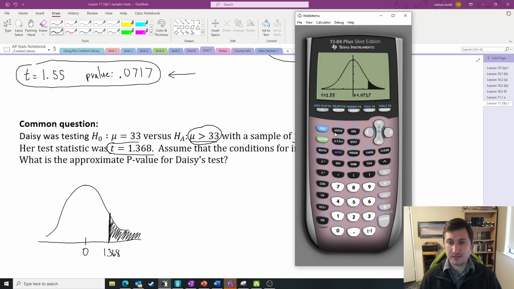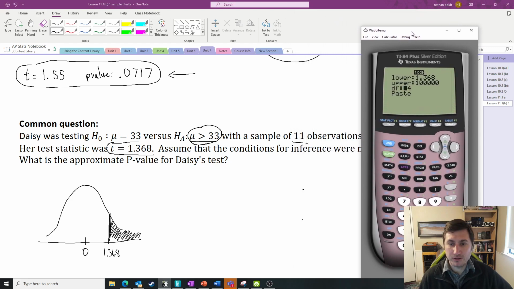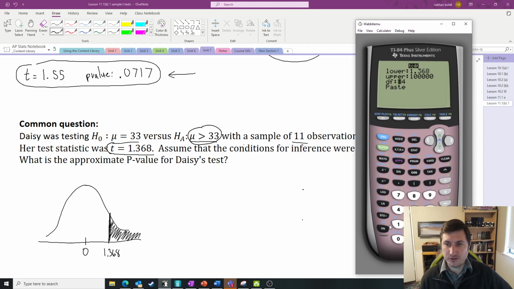So let's go second quit here. We're going to go second distribution, TCDF, because I want the area of that curve above 1.368. So 1.368. Upper bound is still a big number. My degrees of freedom this time, however, they said they had 11 observations, so that means I have 10 degrees of freedom. So our p-value is 10%, 0.10.